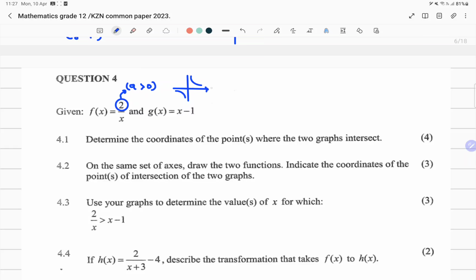Of course, these being the x's and that being the origin. So this means this graph is expected to look like that. And what is also important is that from this information we can tell that f of x is basically 2 over x plus 0 or minus 0.